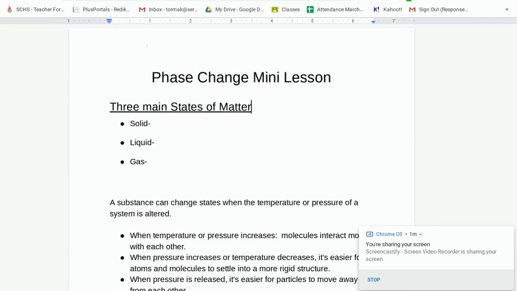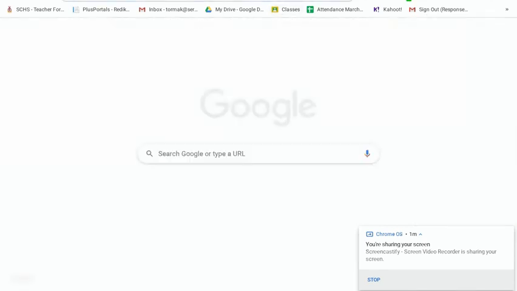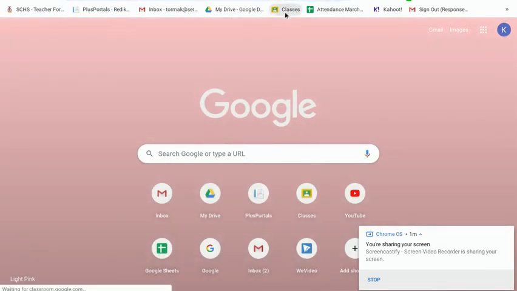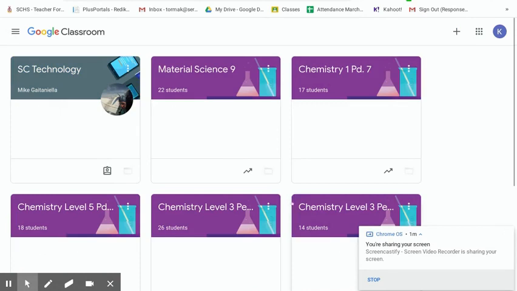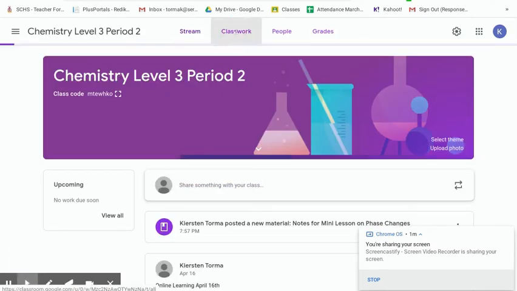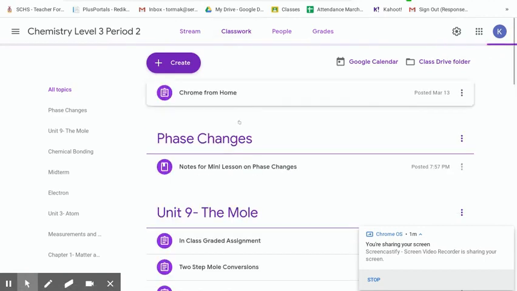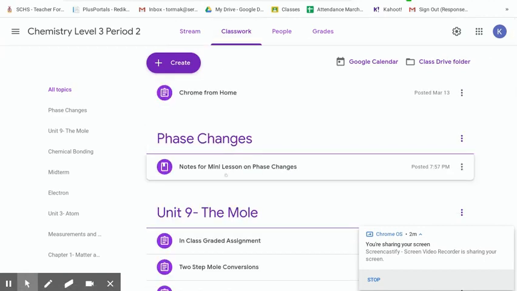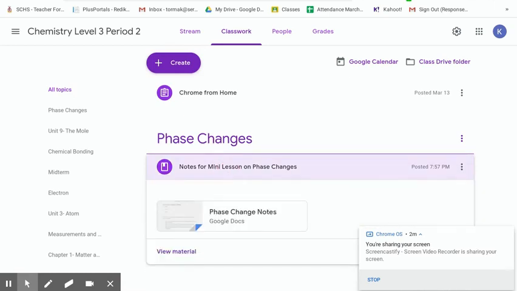So I have put this note packet on Classroom. If you open up Classroom, I'm just going to show you on Chem 3, Period 2, it should be under classwork. So I put a little phase changes. It should be the first one, and it'll say notes for a mini lesson on phase changes. You can just type in your notes if you want to right here.